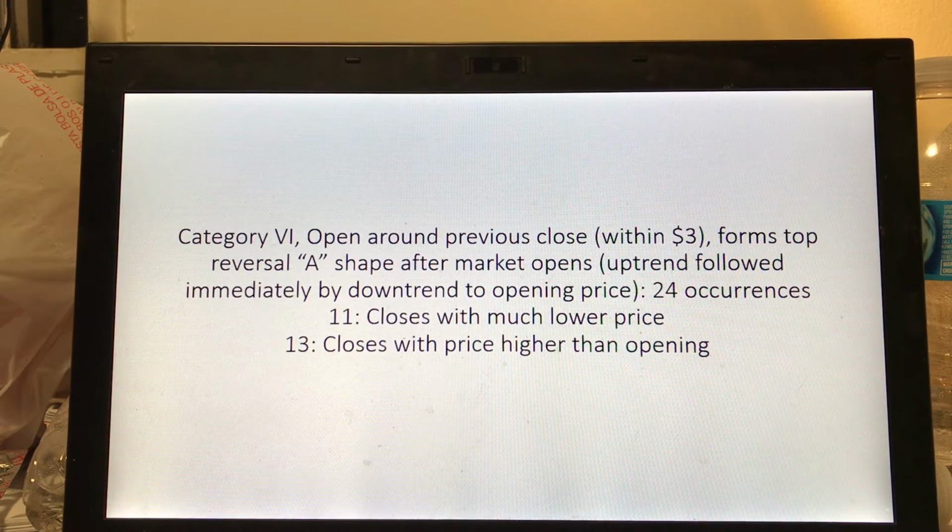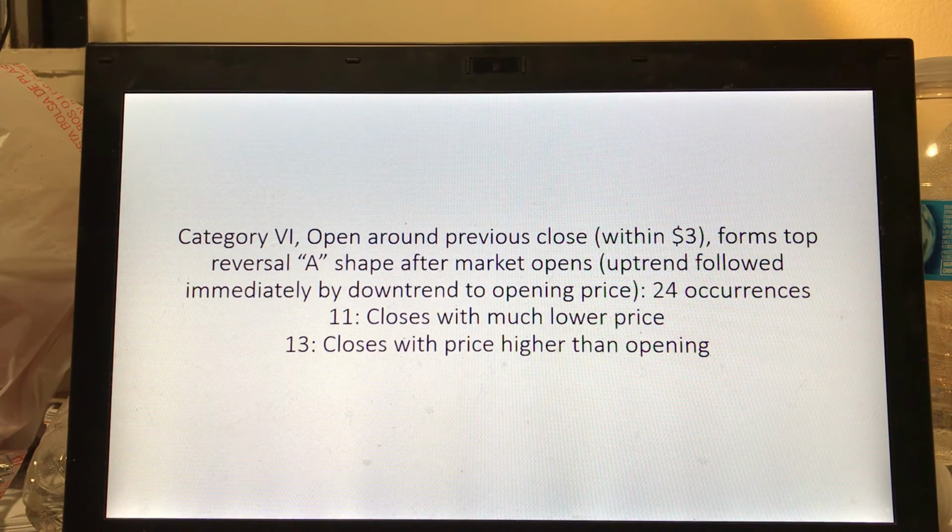The 6th case is that the stock price opens around the previous closing price, which is within $3, and it forms a top reversal shape, which is like an A shape after the market opens, which is an uptrend followed immediately by a downtrend to the opening price. Please notice that this shape is formed only if you see that it has reversed back to the opening price.